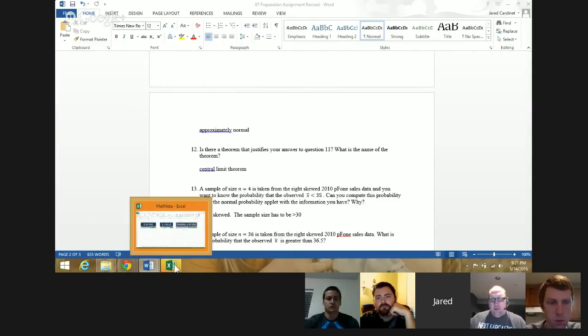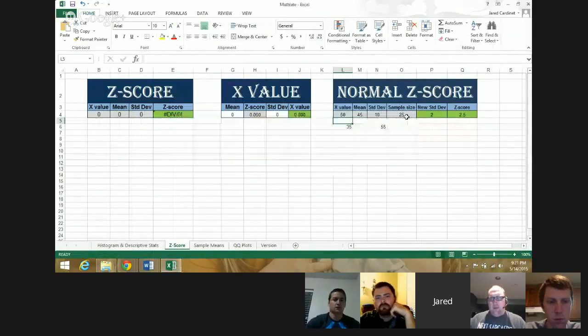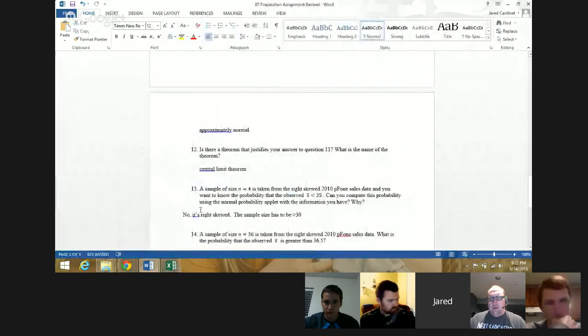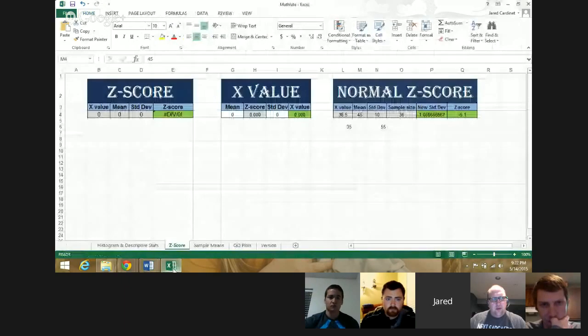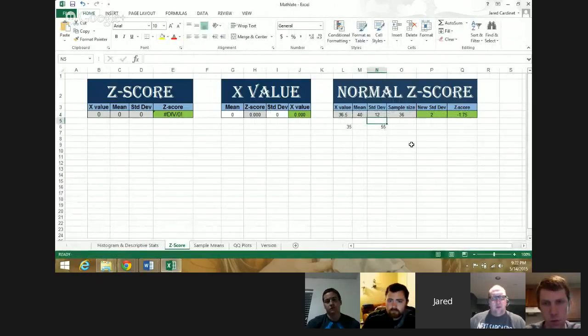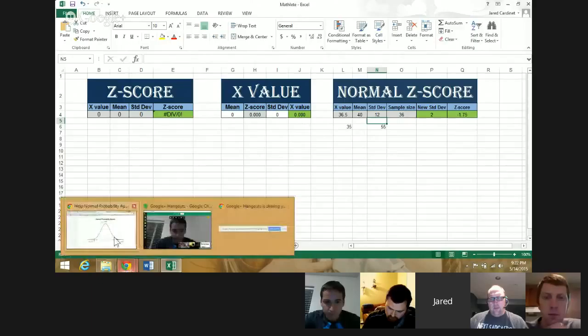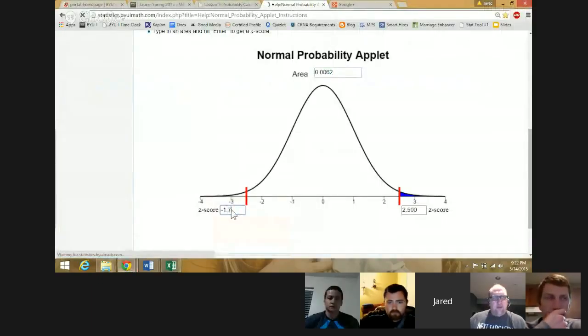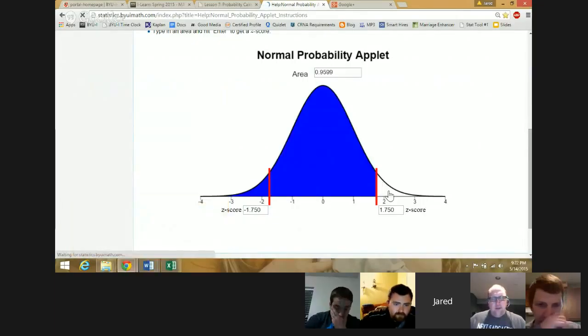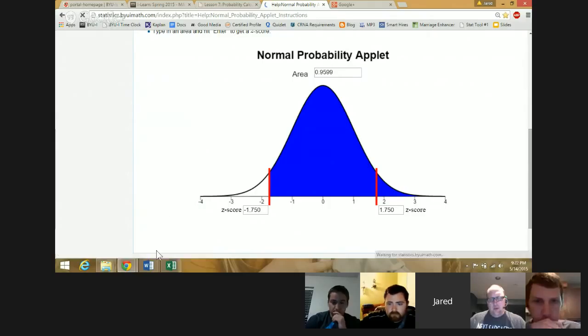A sample of size n equals 36 is taken from the right skewed 2010 P-phone sales data. What is the probability that the observed x-bar value is greater than 36.5? So we have a sample size of 36. And where's our standard deviation? The mean is 40 and the standard deviation is 12. Alright, so quick math, our new standard deviation is 2. Z-score of negative 1.75. Okay. That's what I'm missing, 36.5. I want to know the probability if that's less than that, right? It's actually greater than. Oh, I'll highlight the other areas. And get 95.99%. Yep.